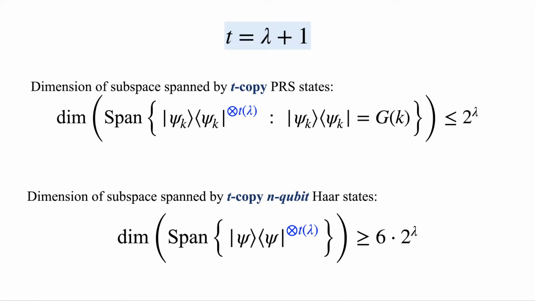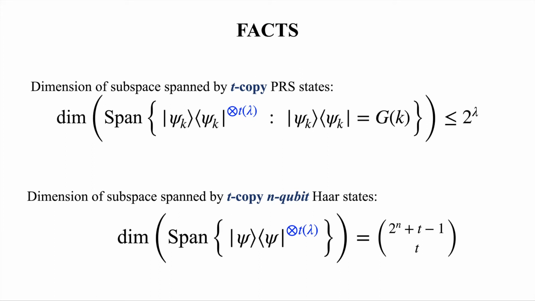Okay, so this is interesting, right? Because if you look at the space spanned by t-copy PRS states, the dimension does not increase no matter what t is. It's always going to be upper bounded by 2 to the lambda. Whereas if you look at the t-copy n-qubit Haar-random states, if you keep increasing t, the dimension of the space keeps increasing as well. So in order to create a gap between these two dimensions, I just have to pick t appropriately.